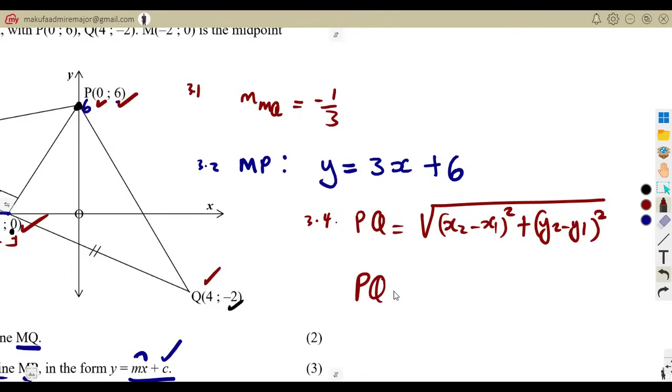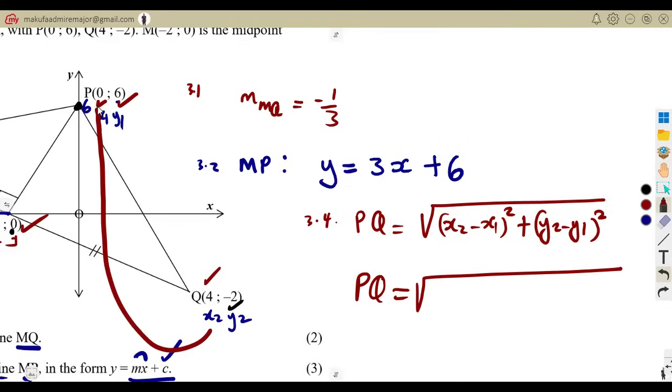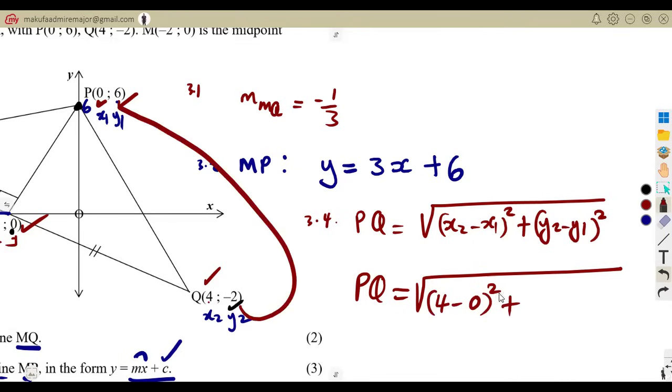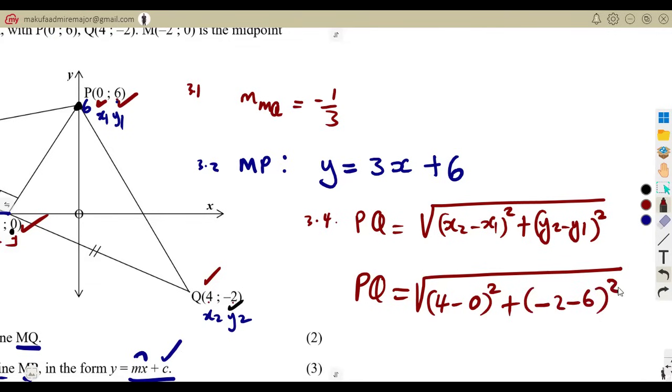From PQ, we're just going to need our points. This is P, we're just going to say x1, y1, and Q, let's just call this x2, y2. So that's the square root of x2 minus x1, that's 4 minus 0, so 4 minus 0 squared, plus y2 minus y1, that's minus 2 and 6, so minus 2 minus 6 squared.